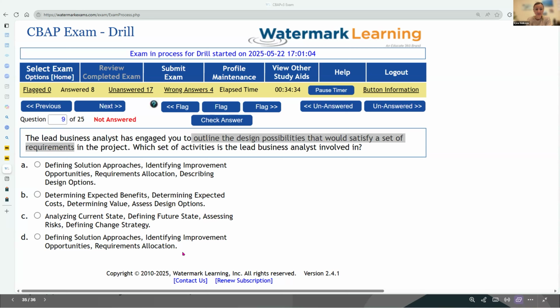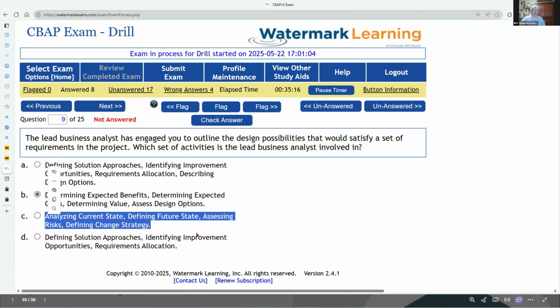B might be a correct answer. You like B? It's so messy. Requirements allocation is not at this task. It comes before that. That's why I eliminated A. Good reasoning. Maybe strategy analysis, analyzing current state. I don't know. So between B and C, it's B. I think C is strategy analysis. Yep, these are task and strategy analysis.